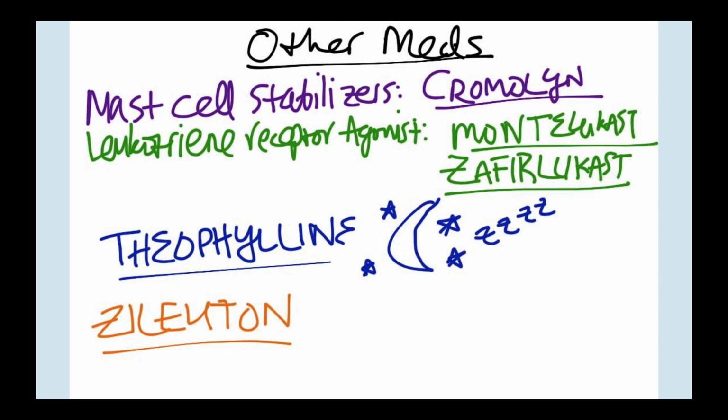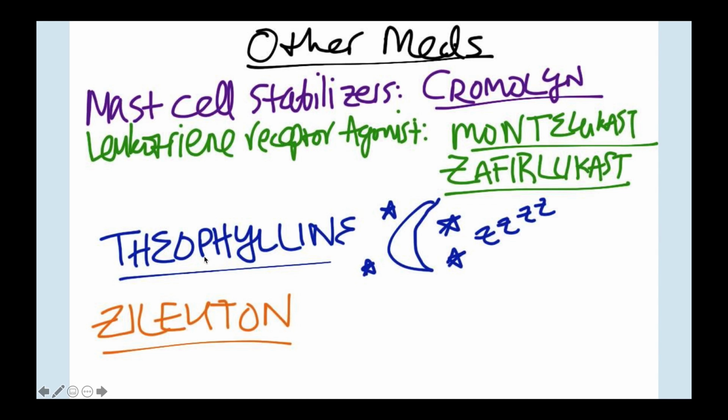Zileuton, also known as Zyflo, is a leukotriene inhibitor. This is very rarely used. So the one I would remember would probably be montelukast, because I do see this in practice from time to time. I don't prescribe it very often, but I do see patients that are on montelukast. It's also known as Singulair, and you'll see this in the commercials, so it's pretty commonly used.